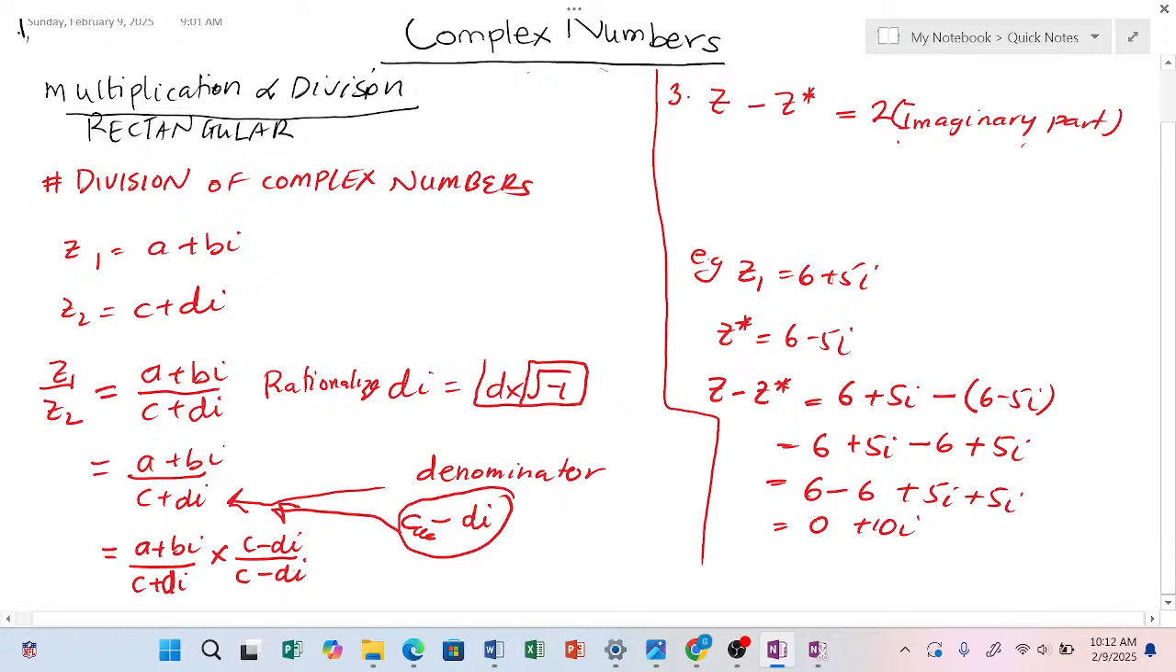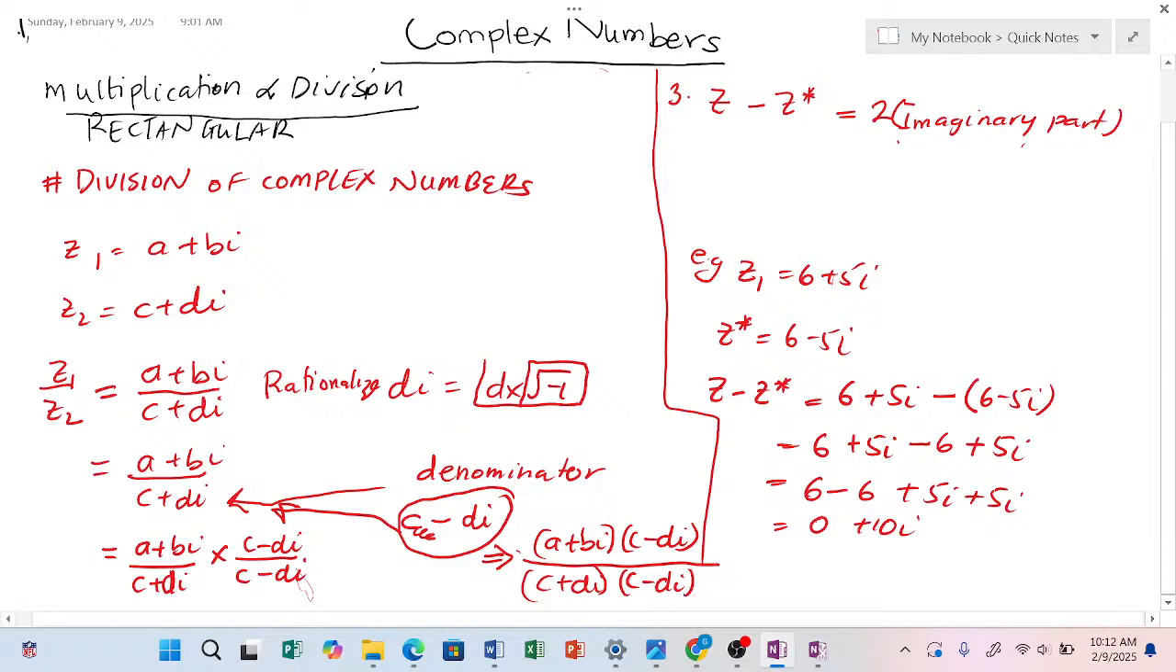Now I've not done anything new to it because this whole thing is one, right? This whole thing is one. So I've taught you how to multiply complex numbers. So if I extend it, I have a plus bi, this expression, multiplying c minus di, all over c plus di multiplying c minus di.